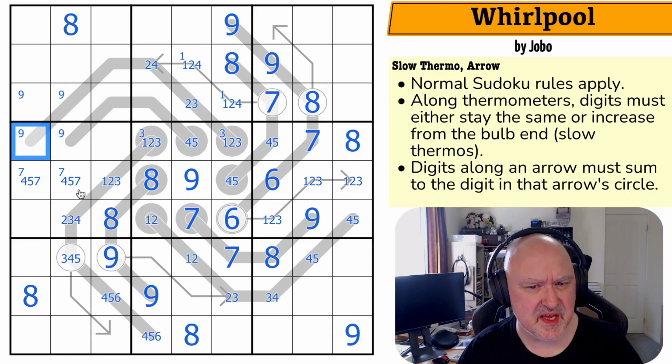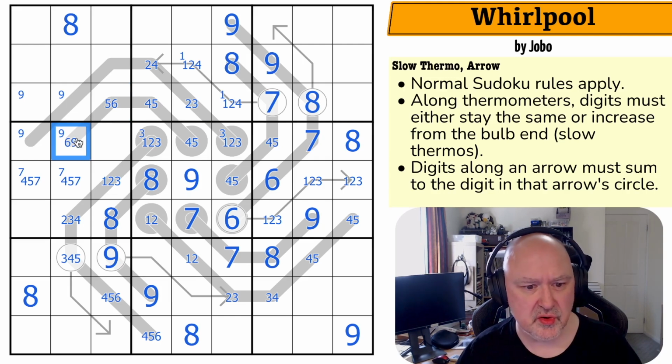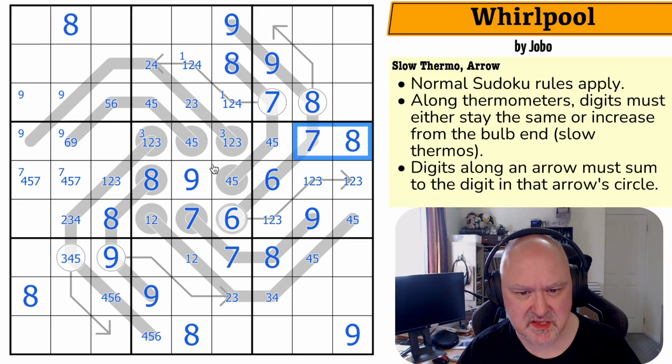So let's start here, shall we? Oh no, it's this thermo. This is a maximum 9. So this is actually a maximum of 7 because it can't be 8 or 9. Oh, no, it can't even be that. This is a maximum of 6. So this is a maximum of 5. So this is 4 or 5. This is 5 or 6. And this is 6 or 9 because it can't be 7 or 8.